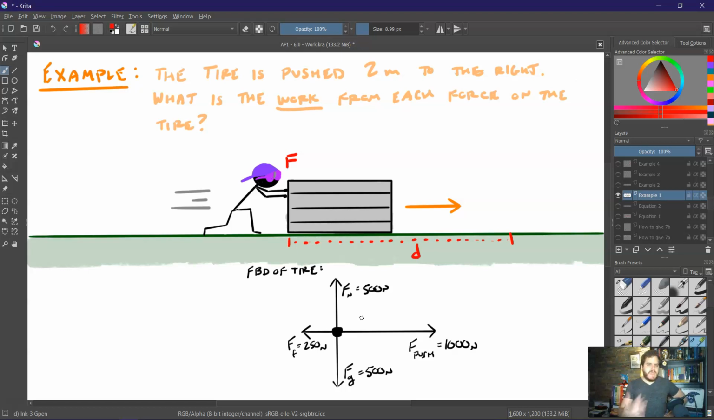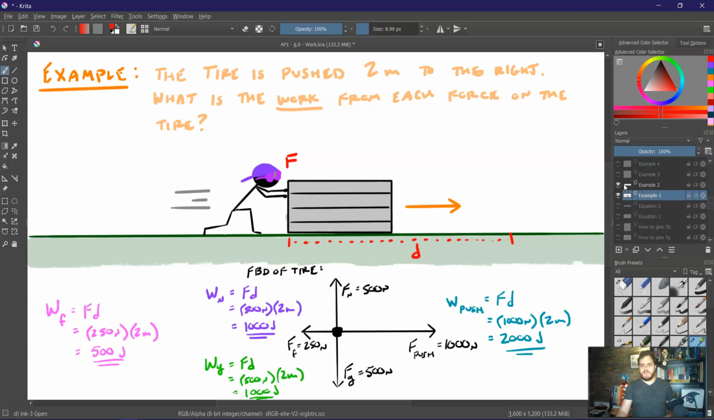So if we want to calculate the work from each of these forces, well, we can just use that equation, work equals force times distance. So I'm going to go ahead and do that, and when I plug all these numbers in, I get, for instance, the work from the push would be 1,000 newtons times 2 meters, or 2,000 joules. From the normal force would be 500 times 2, or 1,000. Gravity would be 500 times 2 is 1,000, and the work from friction would be 250 times 2, which is 500 joules. But there are some issues here.